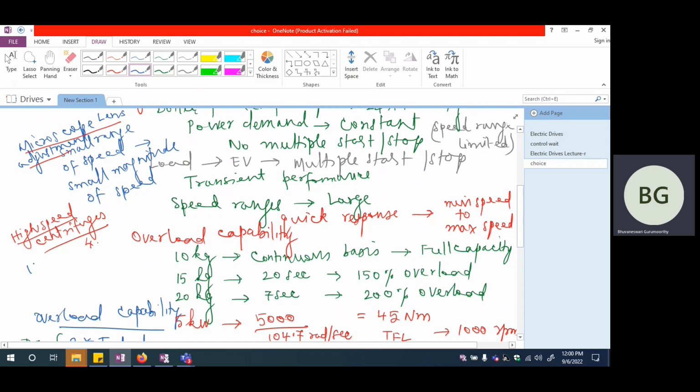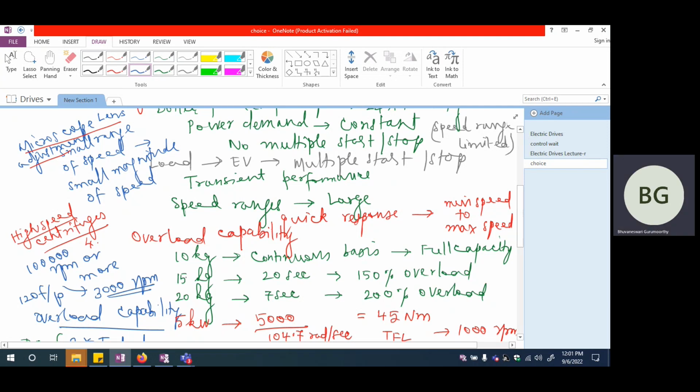So high-speed centrifuges generally will run at hundreds of thousands of RPM, 100,000 RPM or more. So in those cases, definitely the speed that can be offered by the motor drive has to be very high. So if you look at induction motor or synchronous motor, generally the speed is given by 120 F by P. And even for a two-pole machine, you will get maximum 3000 RPM for 50 Hertz supply, nothing more than that.